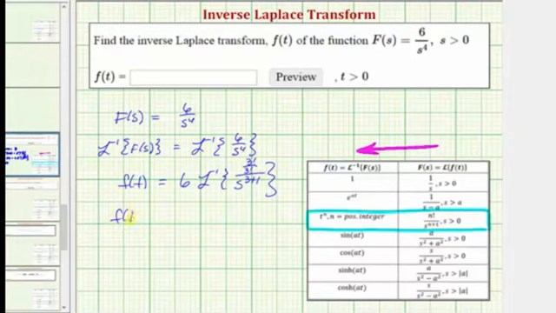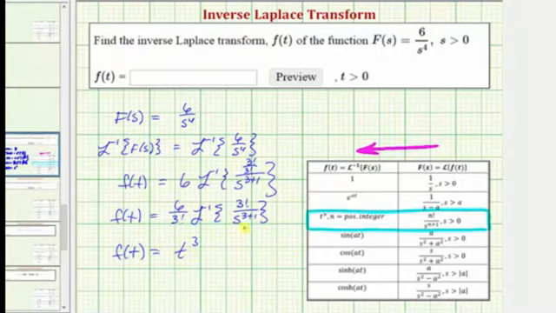So we'd have f of t is equal to 6 divided by 3 factorial times the inverse Laplace transform of 3 factorial divided by s raised to the power of 3 plus 1. So again, now this fits the form perfectly, and because n is equal to 3, this inverse Laplace transform is equal to t to the third. So we have f of t equals, again, 3 factorial is 3 times 2 times 1, which is 6. So we have 6 divided by 6, which equals 1. So f of t is just t to the third.